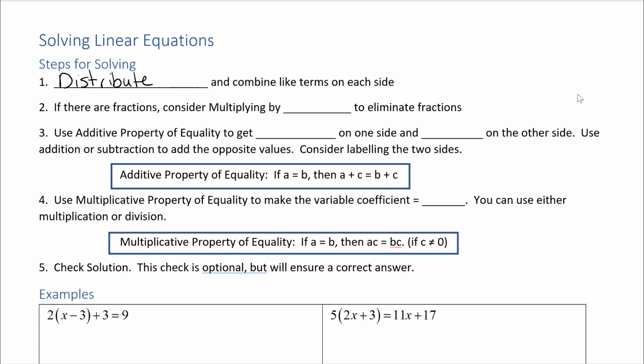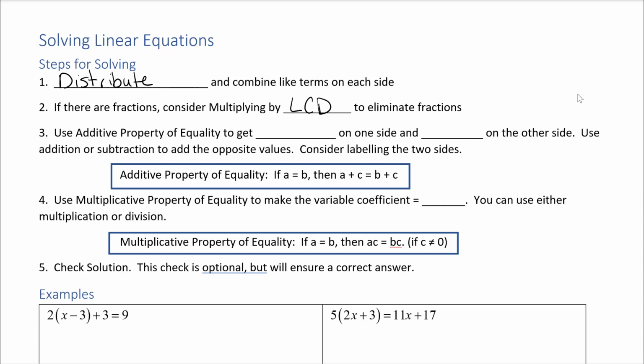Step 2 says, if there are any fractions, consider multiplying by the LCD, the least common denominator, to eliminate fractions. This is a really cool step, which I'm going to show you, that only really applies when you have fractions, but it makes the problem way easier than dealing with the fractions all the way through.